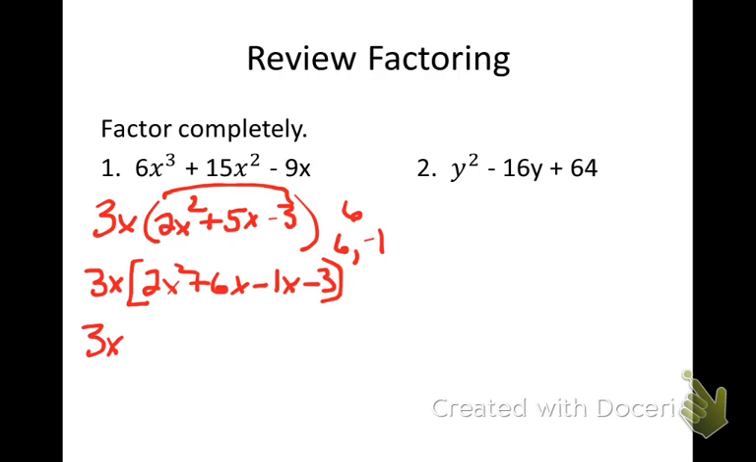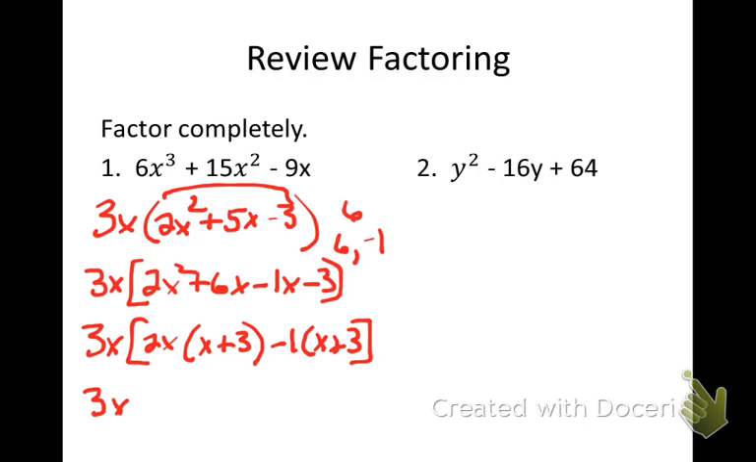If I group the first two, I'm going to have a 2x that I can factor out, leaving me with x plus 3. And group the second two, I'm going to have a negative 1 I can factor out, leaving me with x plus 3. Now they have the x plus 3. Don't forget to bring your 3x along the whole way. So I'm going to factor out the x plus 3, leaving me 2x minus 1. And again, don't stop until you look at these to see if any of these can factor anymore. They can't, so we would be done.